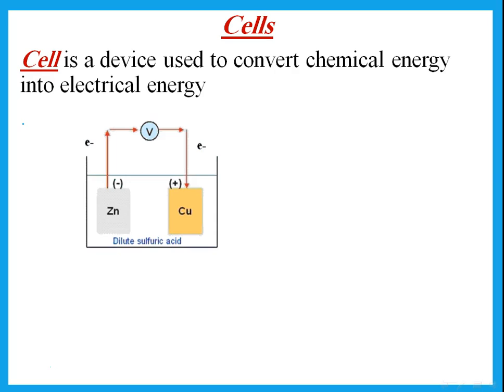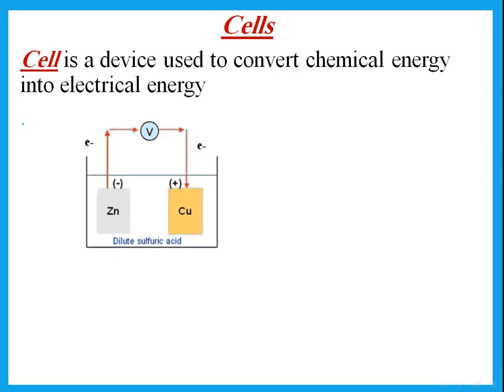Okay, another thing that we need to talk about are cells. A cell is a device used to convert chemical energy into electrical energy. Remember that in electrolysis, we were using electric current to cause a chemical reaction. Here, cells, or what we call batteries, are doing the opposite. They use a chemical reaction to produce an electric current.